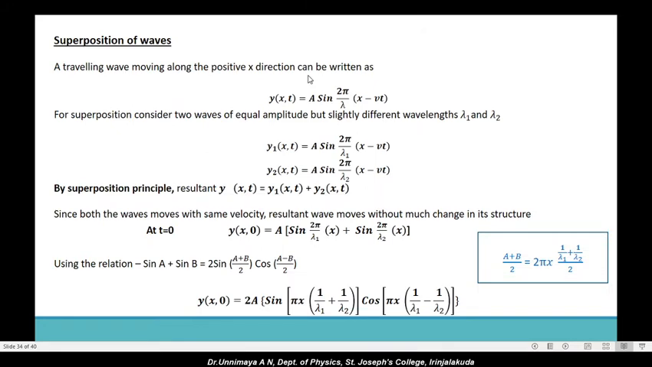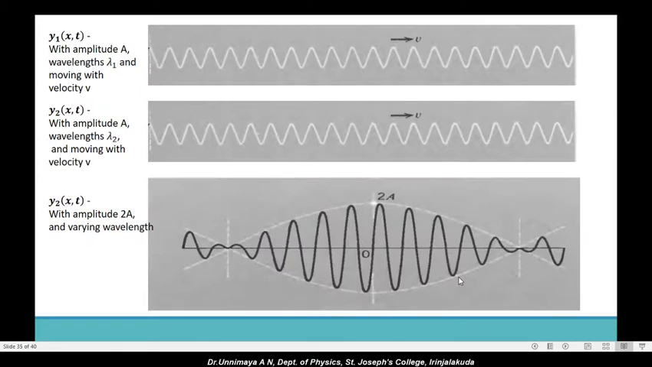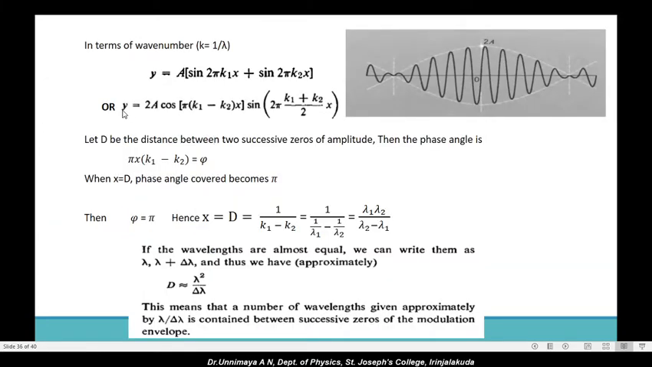Similarly, the equation y equal to 2a sin pi x (1/lambda 1 plus 1/lambda 2) cos pi x (1/lambda 1 minus 1/lambda 2) can be rewritten in terms of k1 and k2, that is, y equal to 2a cos pi (k1 minus k2) x sin 2 pi (k1 plus k2)/2 x.